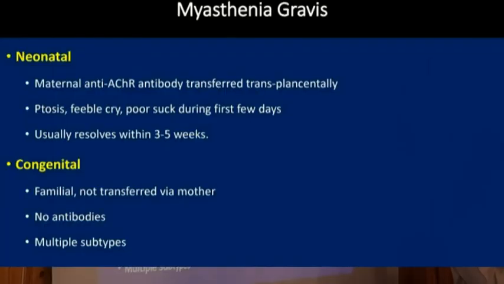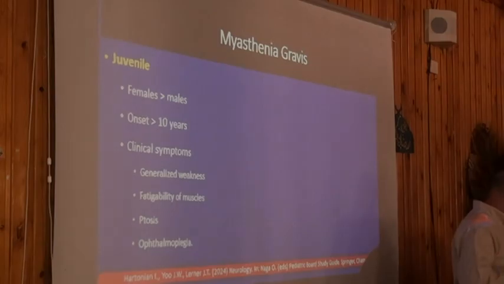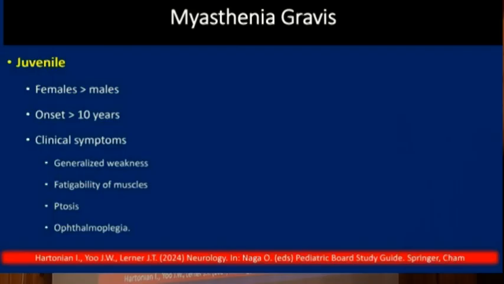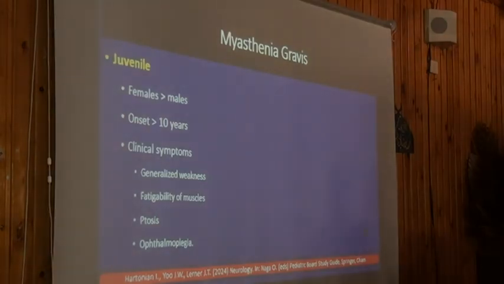So myasthenia gravis is because of antibodies against the acetylcholine receptor, and it can be neonatal or congenital. Neonatal is because of maternal transfer of anti-acetylcholine receptor antibodies. Congenital is usually familial and no antibodies are involved. The classic one, the most common, is juvenile and more common in females, and the onset is usually 10 years and older. Generalized weakness, fatigability, ptosis, and ophthalmoplegia.